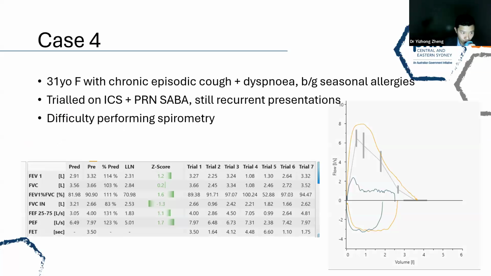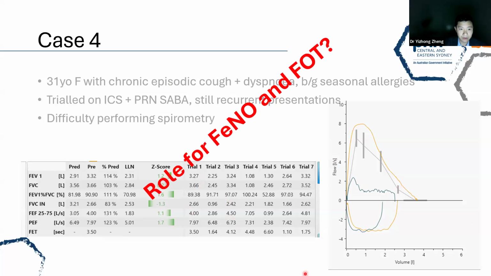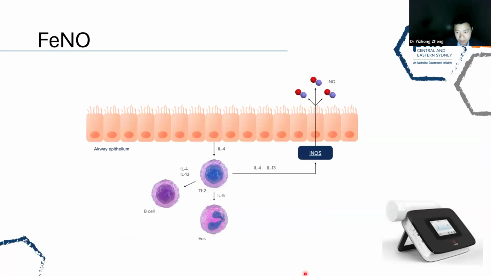So, final case. A 31-year-old with chronic episodic cough and dyspnea, background of seasonal allergies, trialed on inhaled corticosteroids as needed and short-acting bronchodilators, but still recurrent presentations. They have trouble performing their spirometry. As you can see, this is a very poor expiratory loop, and their trials are all over the place. Is there a role for FeNO or FOT, the forced oscillometry technique, in assisting the diagnosis and management guidance? So what is FeNO?